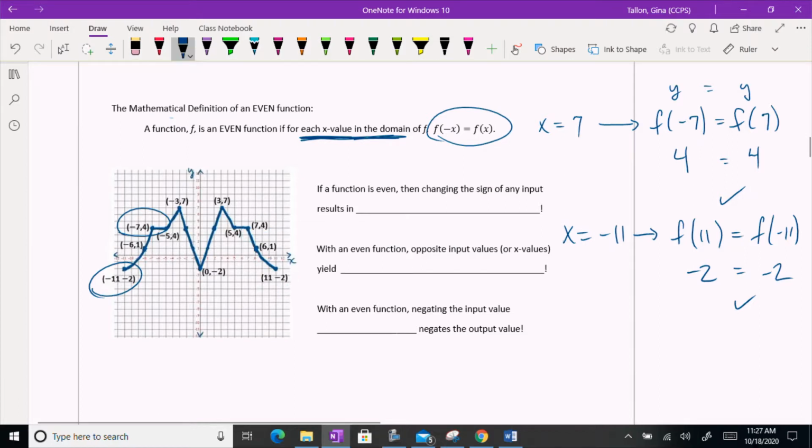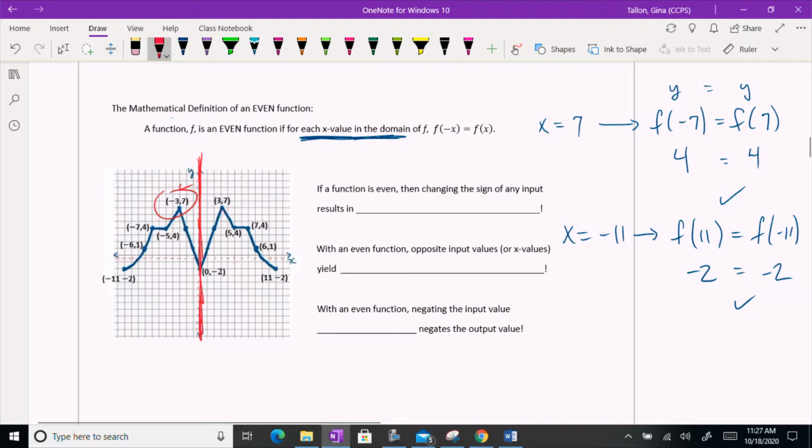So what we're saying here is that it doesn't matter whether the x value is to the left or to the right of the y-axis. If you pick an x value to the right of the y-axis, like 3, then you're going to get the same height over here on the left. And it makes sense because we are reflecting over the y-axis, so when you reflect over the y-axis, only the x value changes and the y value stays the same.